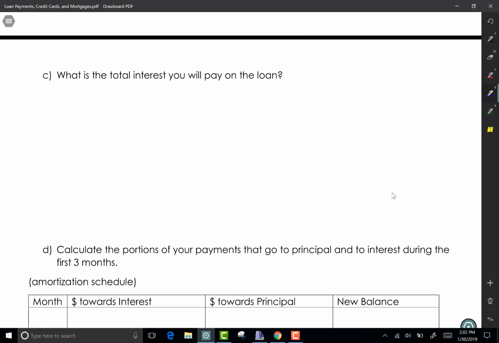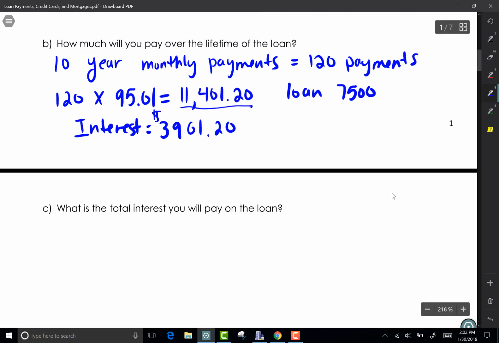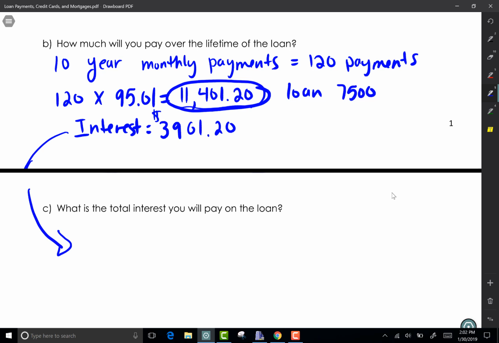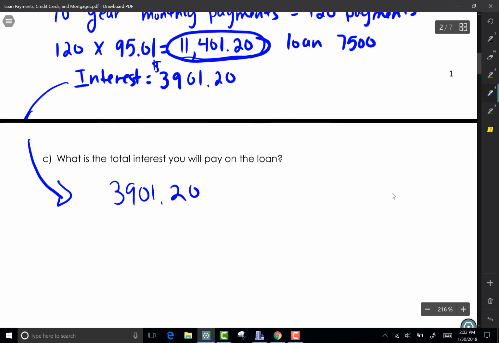Okay, what is the total interest you will pay on the loan? We just figured that out. We kind of did part B and C together. Okay, part B asked how much would you pay over the whole lifetime of the loan? That answer is $11,401.20. And then we actually figured out what the interest was by subtracting from the loan amount, which is almost $4,000.